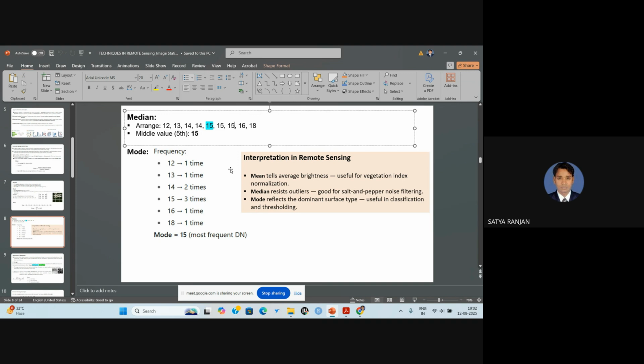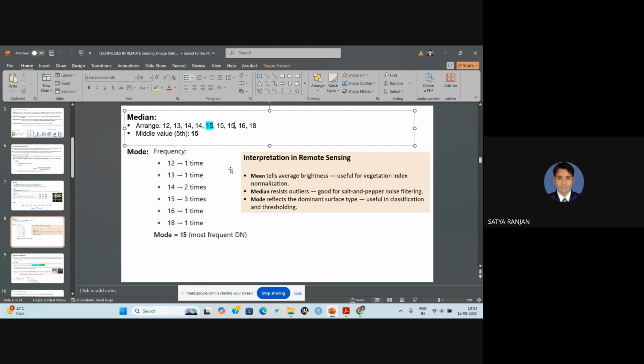The mean tells the average brightness of the whole satellite image, useful for vegetation index and normalization. Most of the time for vegetation information, we need the mean reflectance value for different calculations. The median is for outliers, so it is good for salt and pepper noise filtering. So based on the median value, we can apply different filtering techniques.